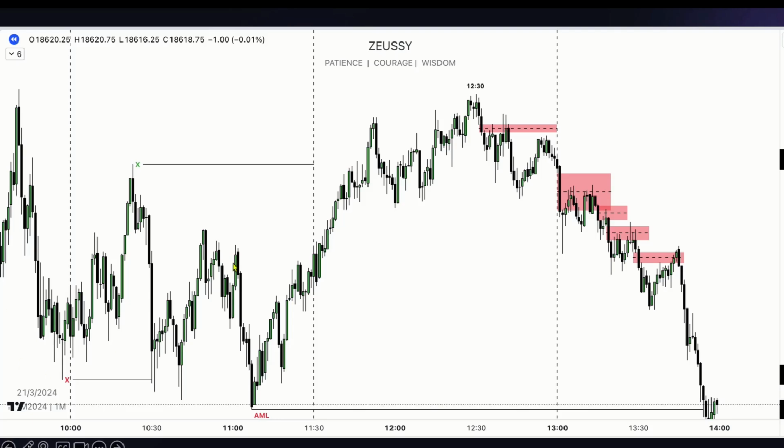What we can see is that from around 11:30 a.m., the market begins to expand higher. Notice that it trades above this high. Why is this high so important? This high is so important because it is the high of the time window of 10 to 11:30 a.m. The market expands above that, but it doesn't reverse just yet.